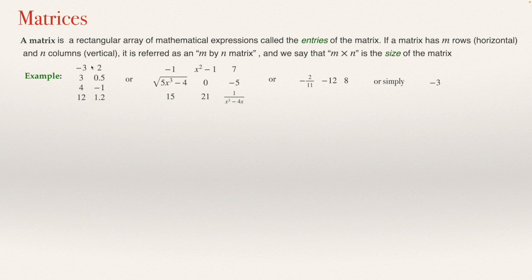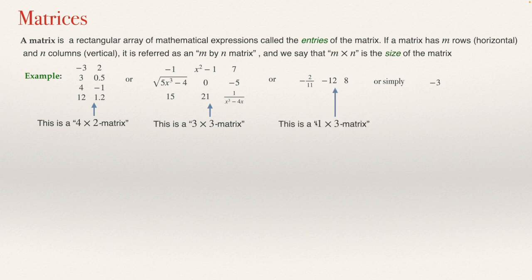So for example, this matrix that has 1, 2, 3, 4 rows and 2 columns, this will be a 4 by 2 matrix. Or this matrix that has 3 rows and 3 columns, this will be a 3 by 3 matrix. Or this one that has only 1 row and 1, 2, 3 columns will be a 1 by 3 matrix. And finally, this one that has only 1 expression will be a 1 by 1 matrix. So what I'm saying at this moment is that a number can be seen as a matrix. So this is a matrix.